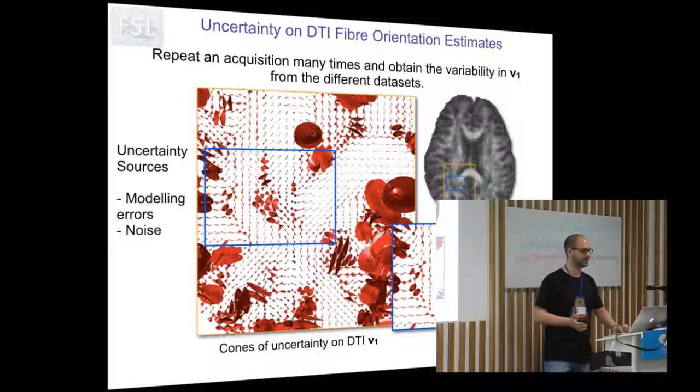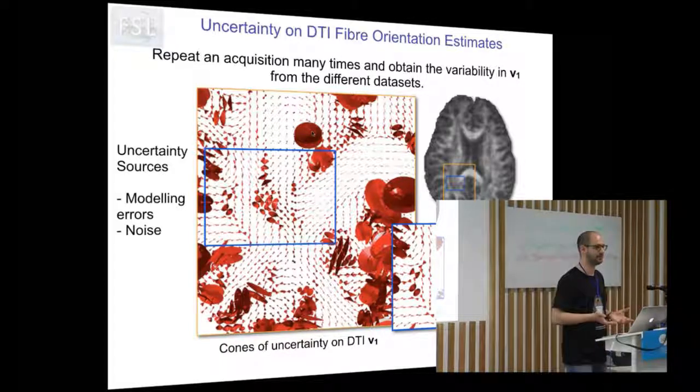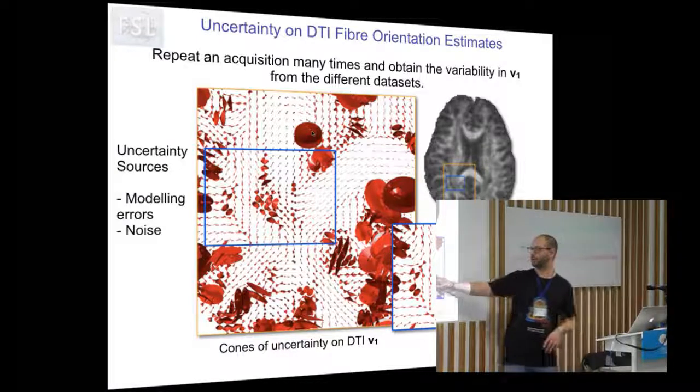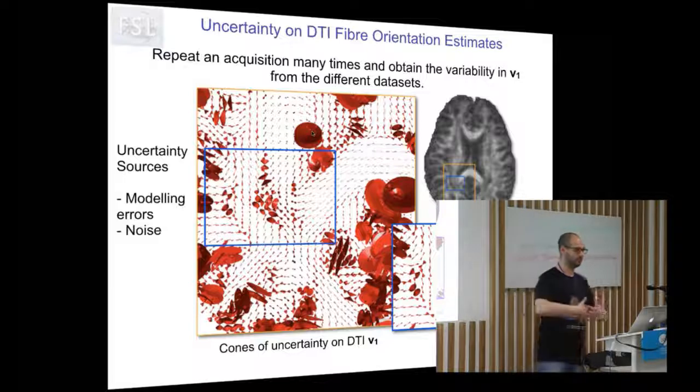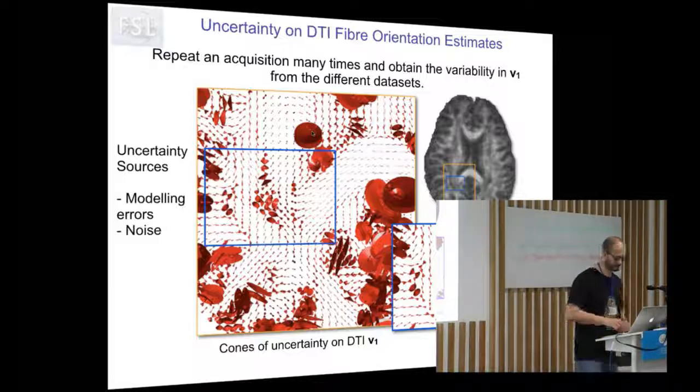It definitely explodes in the CSF areas, right? Where you definitely are not sure that the principal diffusion direction estimated is actually meaningful. And if we zoom a little bit more here, you see that this cone basically becomes significantly bigger once these two fiber populations cross with each other.